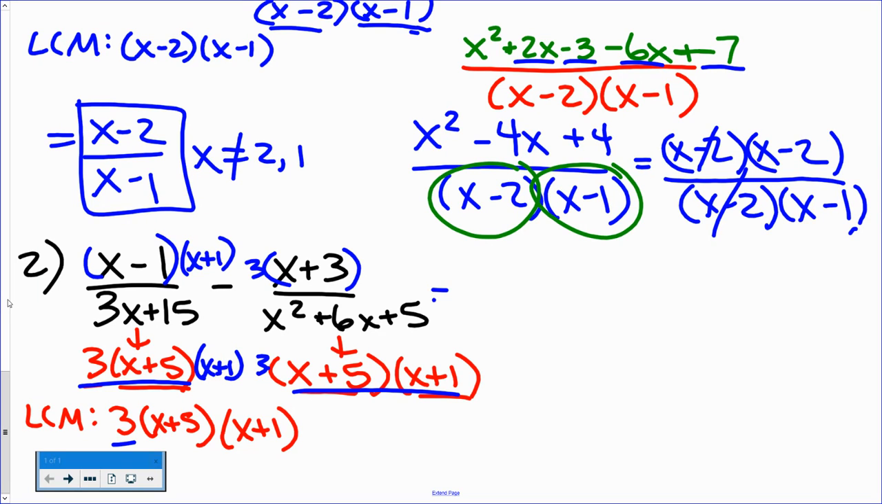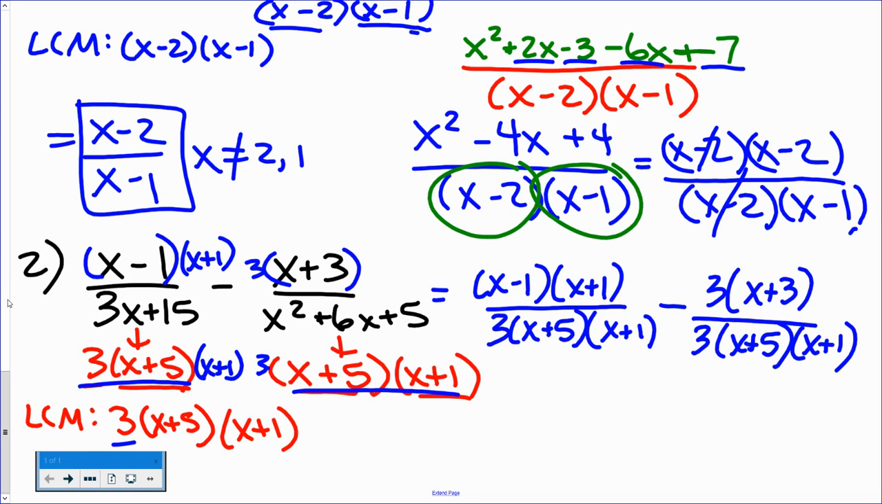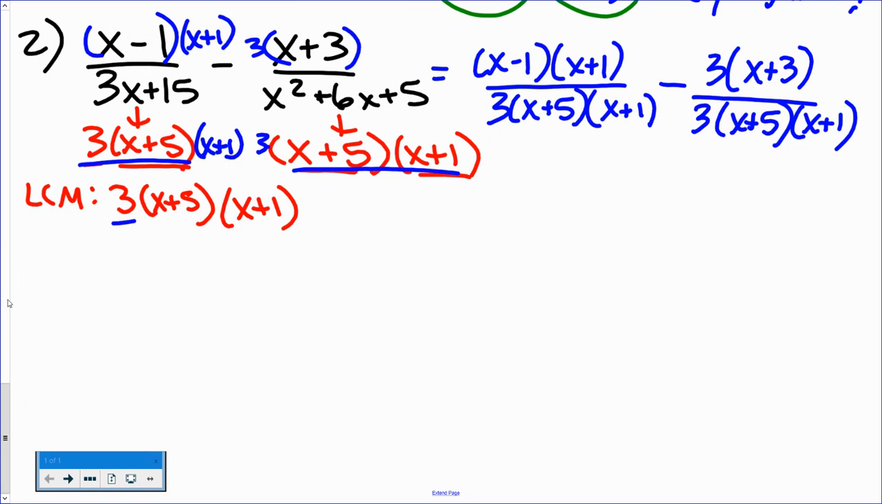Now I'll rewrite it. Got x minus 1 times x plus 1 over 3 times the quantity x plus 5 times the quantity x plus 1, minus 3 times the quantity x plus 3 over 3 times x plus 5 times x plus 1. Okay, we've got the same denominator, so that will be the same on the bottom.